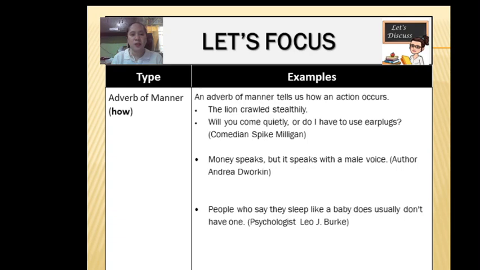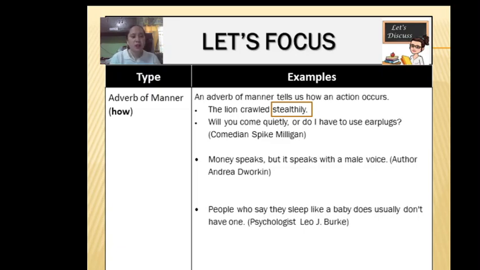The first one is the adverb of manner. An adverb of manner tells us how an action occurs. Example: the lion called stealthily. How did the lion call? If you say stealthily, then it is right. The word stealthily here is our adverb of manner.